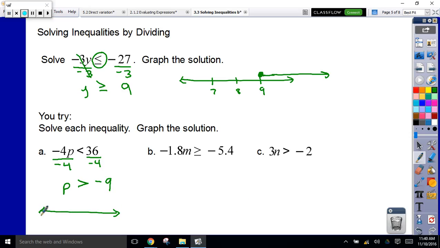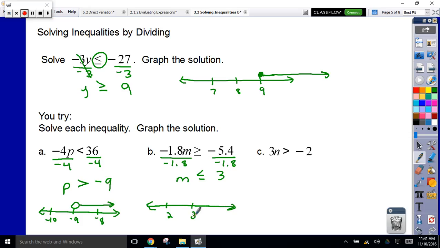So on the number line, I'm going to put -10, -9, -8. P is greater than, so open circle. Greater than tells us we need our arrow to point in the direction of the greater numbers, which is to the right. Okay, letter B. I'm going to take a volunteer for this one. Bella. You divide -1.8 to each side. Okay. And then it's n is less than or equal to -3. Good. Careful, it's not -3, because when you divide a negative by a negative, you're going to get +3. Okay, what would the graph of that look like?